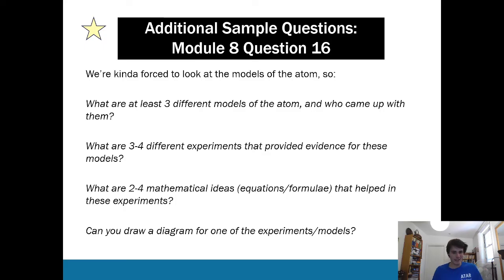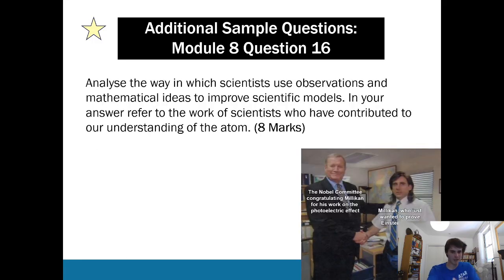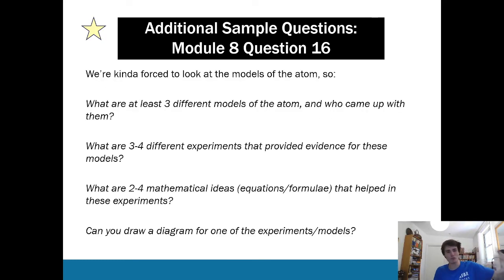So here's one of the ways that we could split this question up. Because it's asking us to analyze the observations and the mathematical ideas that contributed to the progression of the model of the atom. So first of all, let's pick three different models of the atom. And then for each of those models, let's think about the experiments that provided evidence for them. And then let's consider what the mathematical ideas were that came up with these experiments.